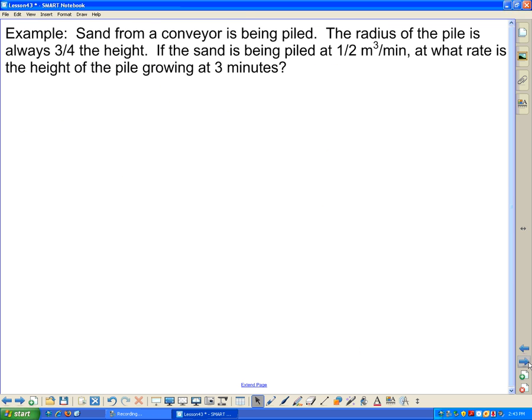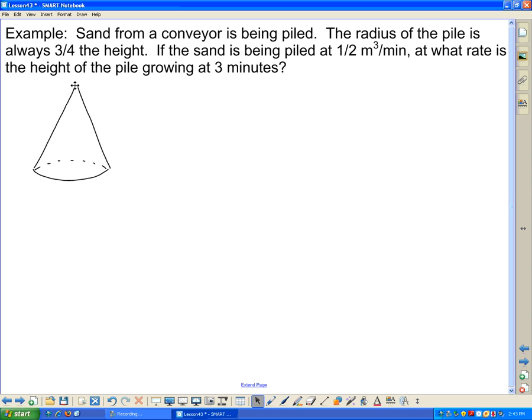So next example here is kind of your traditional calculus question, and diagrams do help. I can't stress this enough. So take your time and draw a nice diagram when we start getting into something that's easy to visualize. So sand from a conveyor belt is being piled. The radius of the pile is always 3/4 the height. So for people that don't know what happens when you pile sand, it forms a cone.